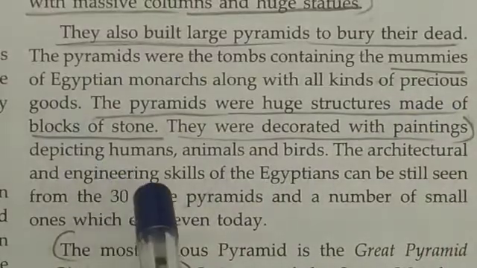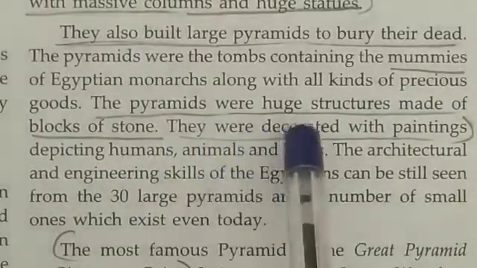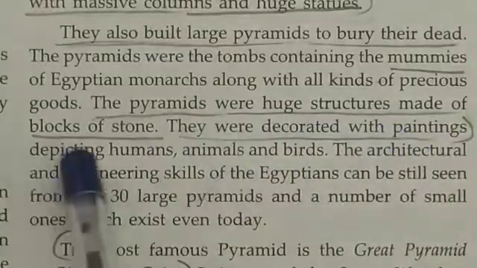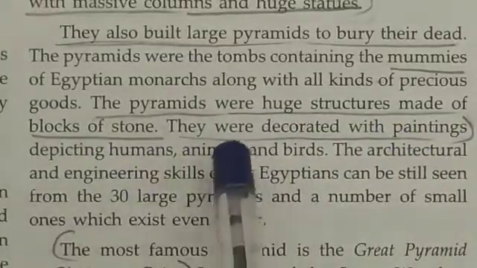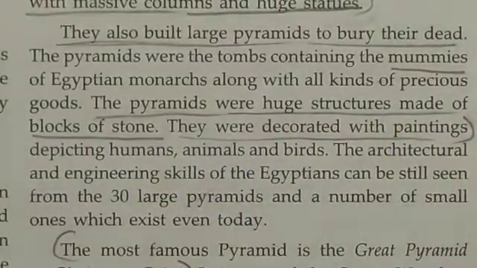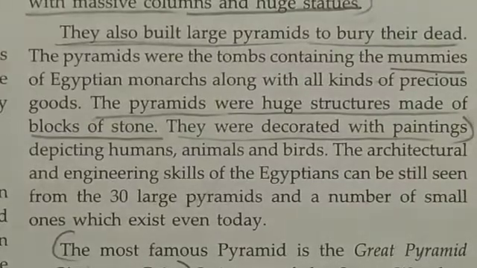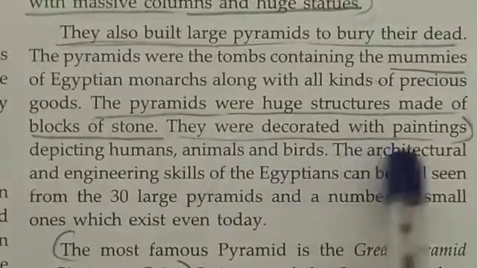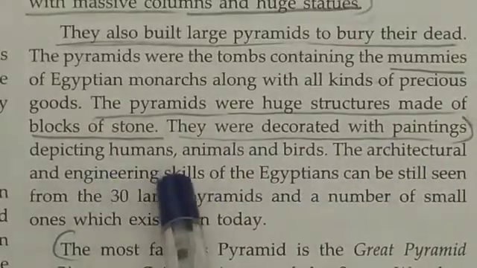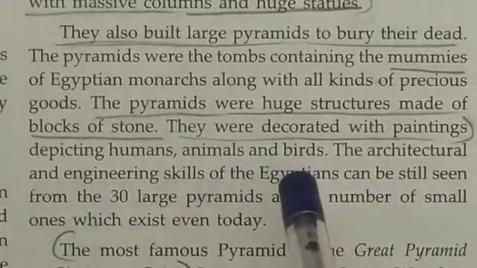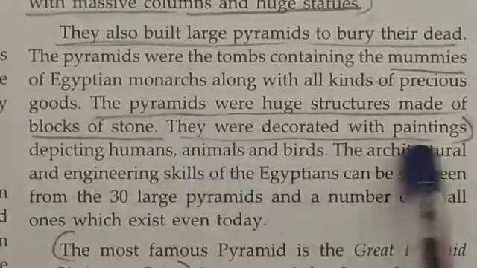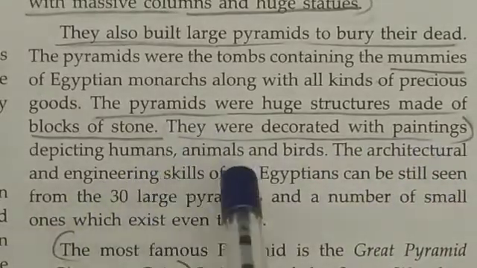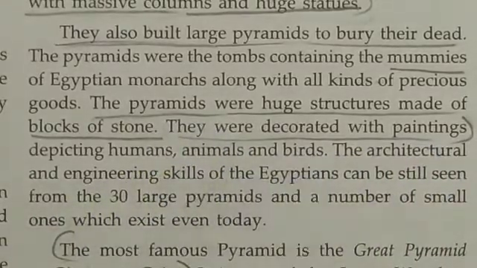The pyramids were huge structures made of blocks of stone. They were very huge in size, and they were made of huge blocks of stone. They were decorated with paintings depicting humans, animals, and birds.